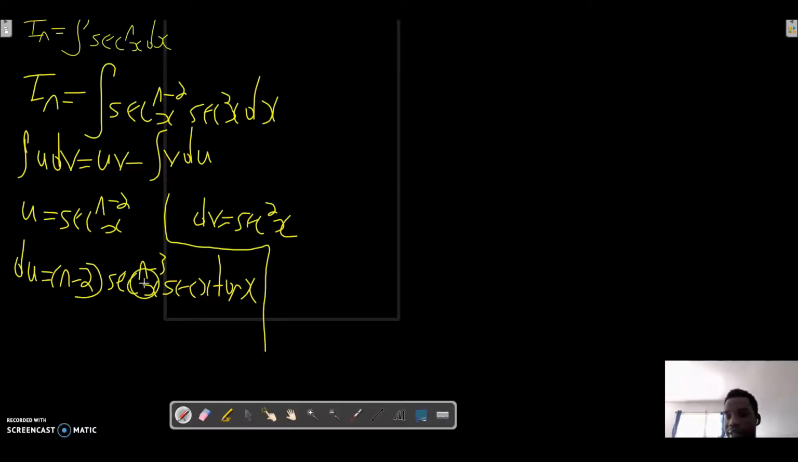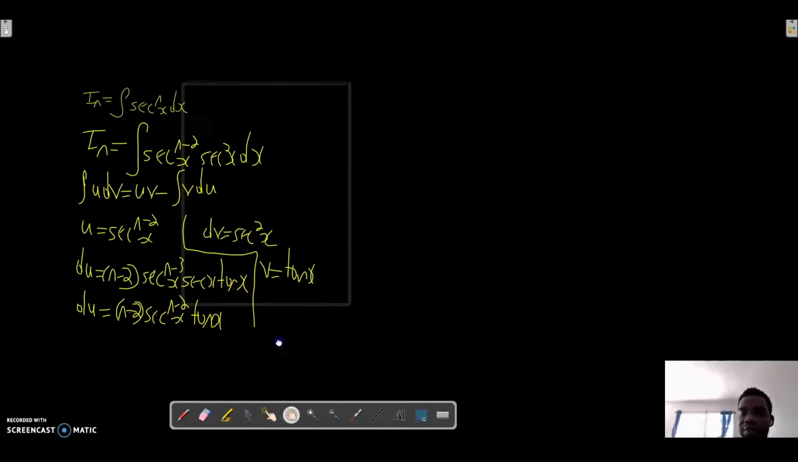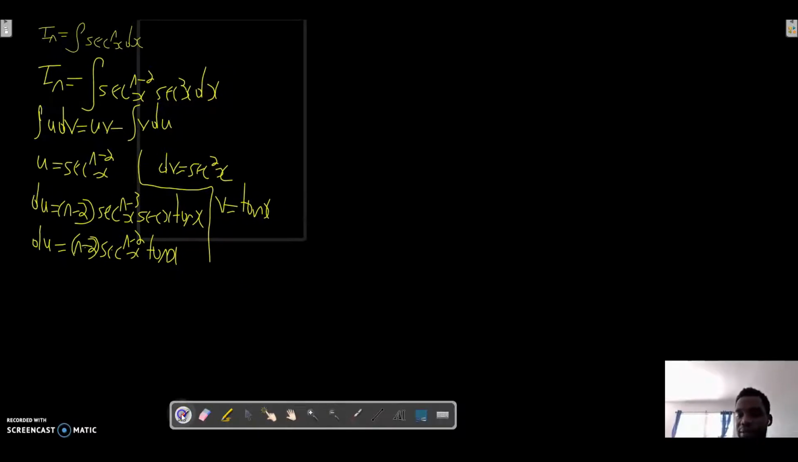Now, by laws of indices, if you multiply sec to the n minus 3 times sec x, the bases are the same. We add the powers, so we're going to have du is equal to n minus 2 sec to the n minus 2 x tan x. Alright, good. v is simply going to be equal to the integral of sec squared x, which you know to be tan x. So we have that part covered. Giving myself some more space.